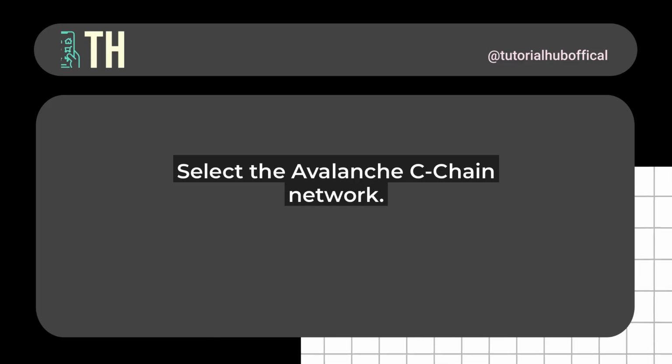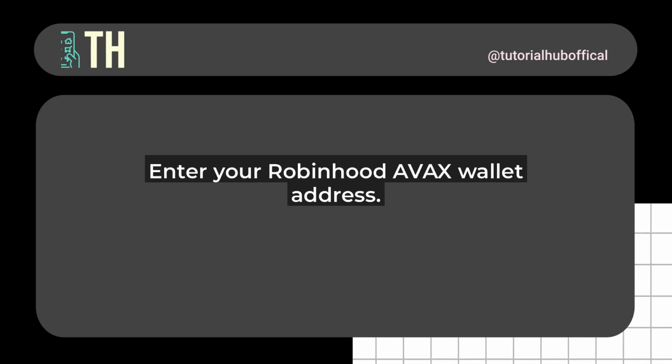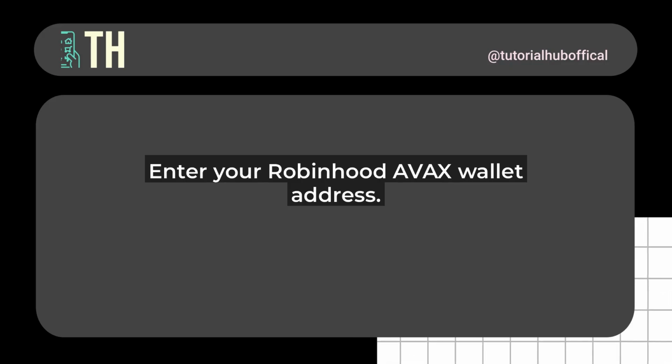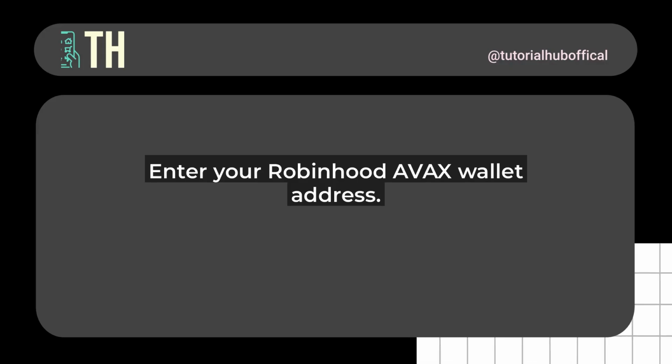Next, enter your Robinhood wallet address. You can find this by logging into Robinhood, going to your crypto section, and copying the AVAX address. Paste it carefully into the Binance withdrawal form. Don't forget to add the amount you want to withdraw. Start small if you're new to this to avoid hefty fees.